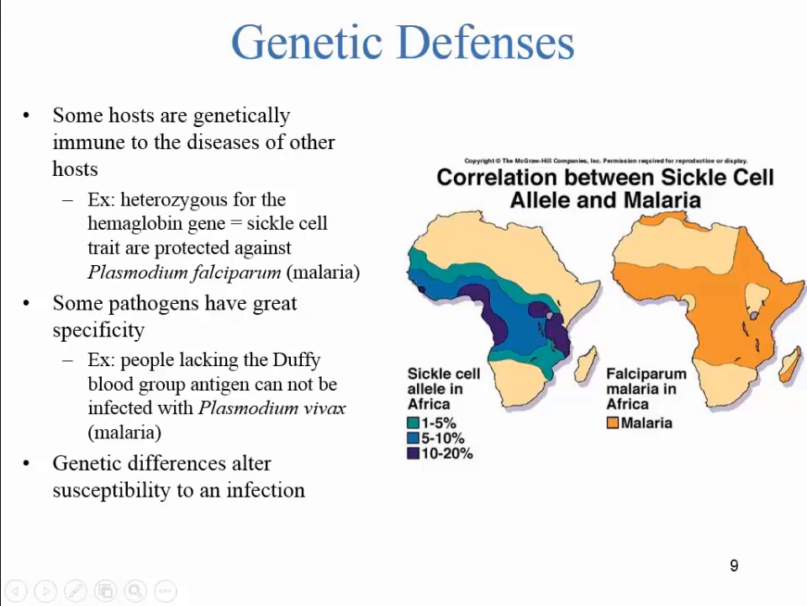You can see here that the areas where malaria is most prevalent very similarly match the areas where people have a higher incidence of sickle cell anemia. Additionally, pathogens tend to have a high specificity for their host cells. Malaria infects blood cells, and Plasmodium vivax distinctly interacts with the Duffy blood group antigen on our red blood cells. So people who lack this Duffy blood group antigen cannot be infected by this malaria, and therefore you see similar incidence patterns.